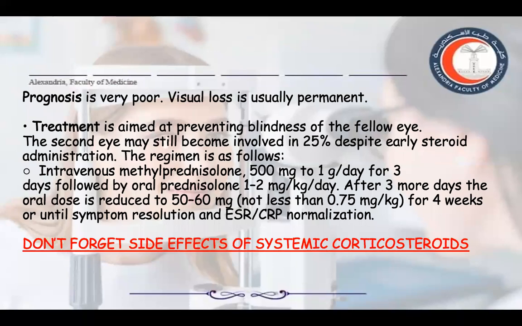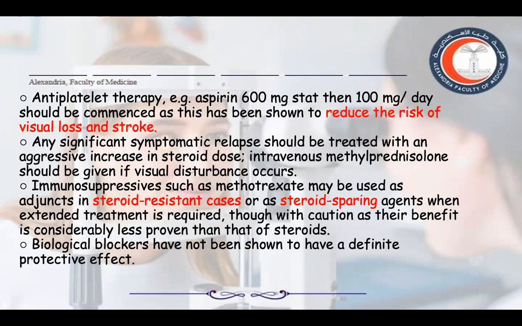Very important, and something we usually miss during management of not only optic neuropathy cases, but other cases that require systemic steroids: the side effects of the systemic corticosteroids. We need to put in mind bone protection and GI protection. Bone protection by calcium and vitamin D supplementation, and GI protection by proton pump inhibitors.